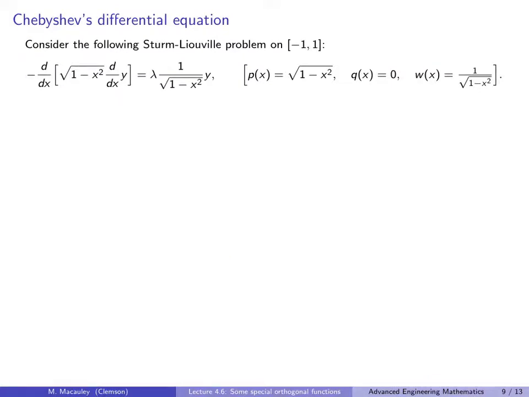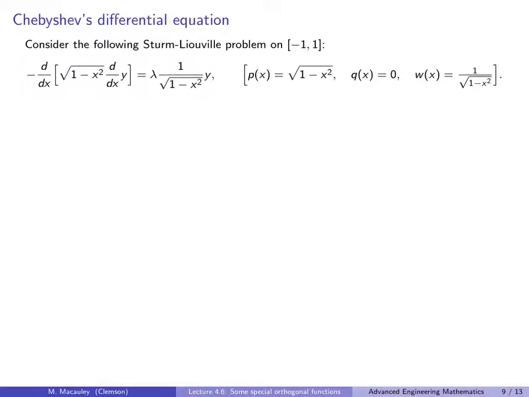Let's move on to the third example. This is called Chebyshev's differential equation. Now consider the following Sturm-Liouville problem on the interval -1 to 1. Negative d dx of the quantity square root of 1 minus x squared times dy dx equals lambda times 1 over the square root of 1 minus x squared times y. And here p of x is this guy, square root of 1 minus x squared. Q of x is 0, and the weighting function w of x, this is weird, this is 1 over the square root of 1 minus x squared.